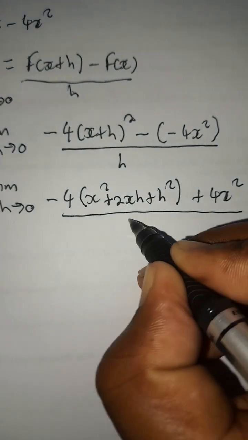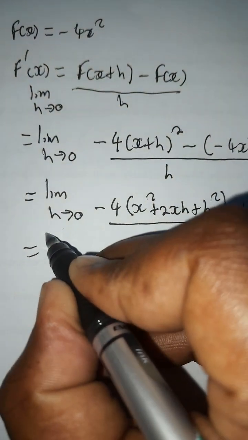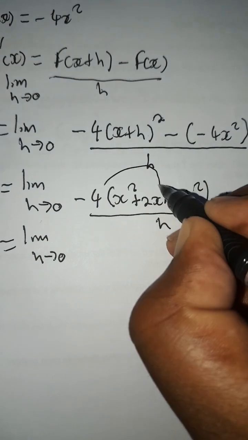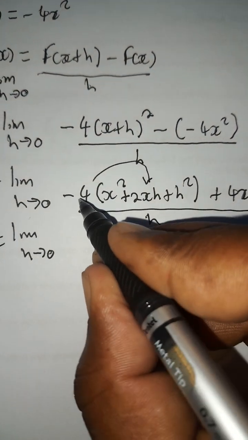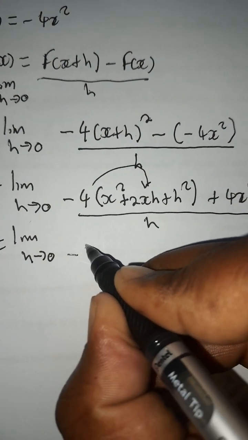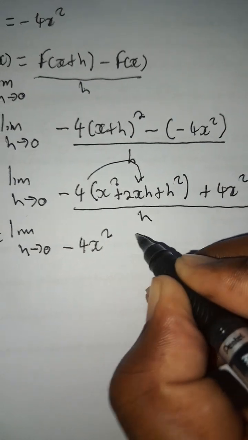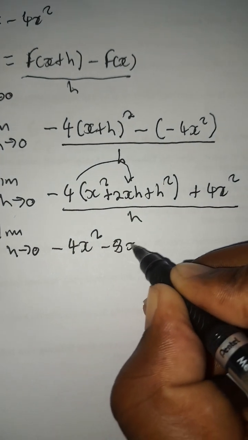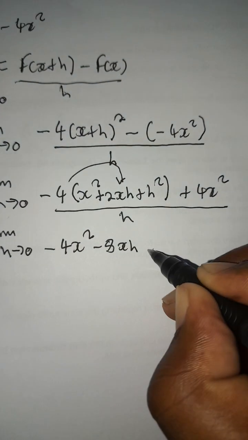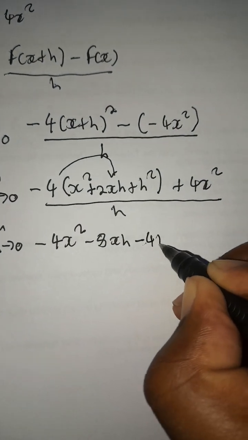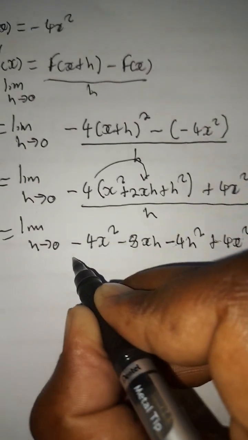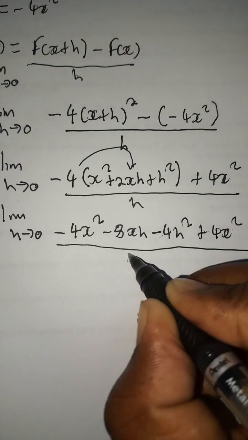Yes, divided by h. And we are not done. We need to simplify this bracket, guys. This negative 4 will multiply everything that is inside the bracket. Negative 4 times 2 times x squared, that will be negative 4x squared. Negative 4 times 2, that will be negative 8xh. Negative 4 times h squared, that will be negative 4h squared plus 4x squared divided by h.